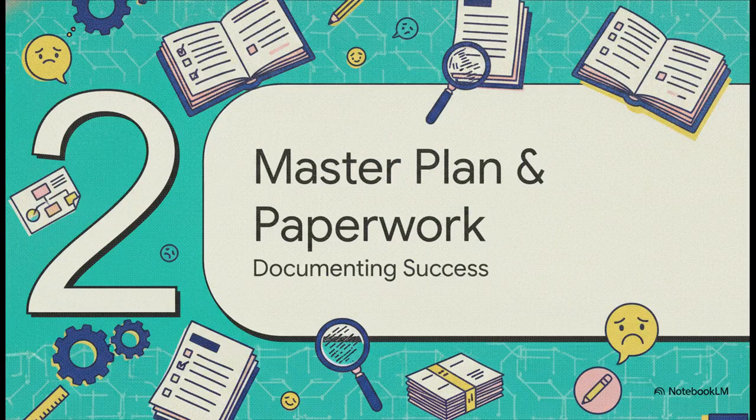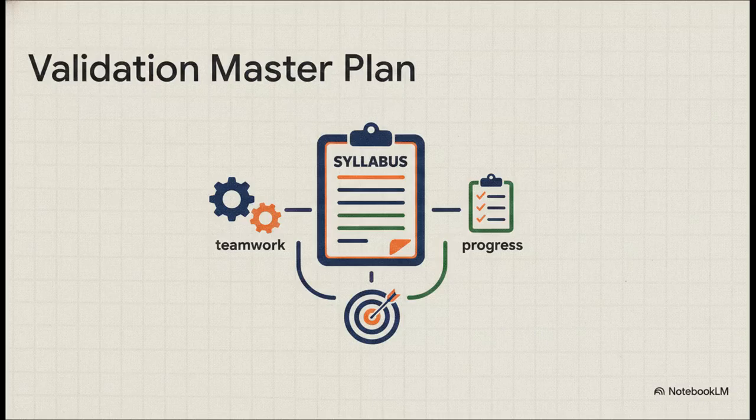Which brings us to section 2, the master plan. And yes, the paperwork. I know, paperwork isn't the most glamorous part. But in manufacturing, if it isn't documented, it basically didn't happen. And honestly, this documentation makes everyone's life so much easier. It all kicks off with the Validation Master Plan, or the VMP.